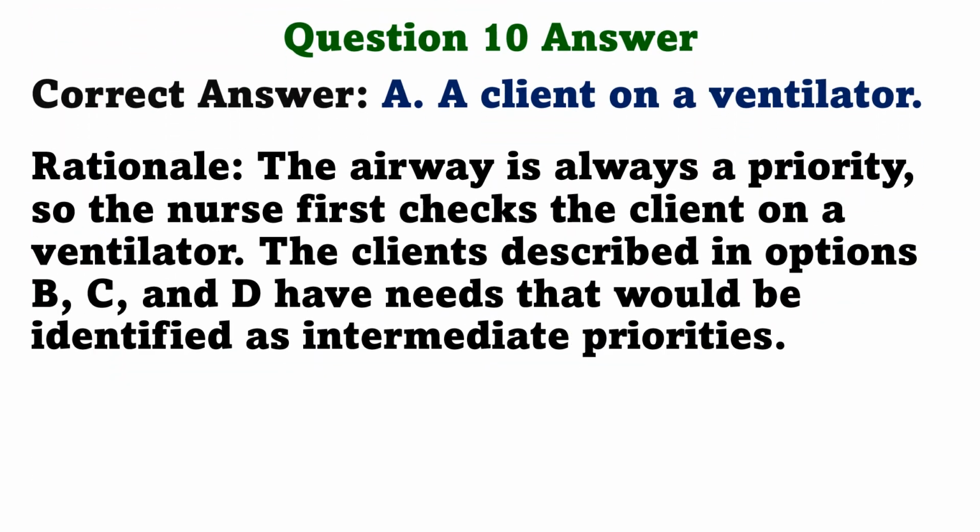The correct answer is A. A client on a ventilator. Rationale: the airway is always a priority, so the nurse first checks the client on a ventilator. The clients described in options B, C, and D have needs that would be identified as intermediate priorities.